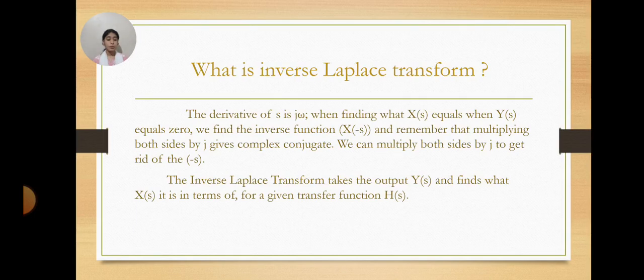When finding what x of x equals when y of x equals 0, we find the inverse function x of minus s, and remember that multiplying both sides by j gives complex conjugate. We can multiply both sides by j to get rid of minus s. The inverse Laplace transform takes the output y of s and finds what x of s is, in terms of a given transfer function h of s.